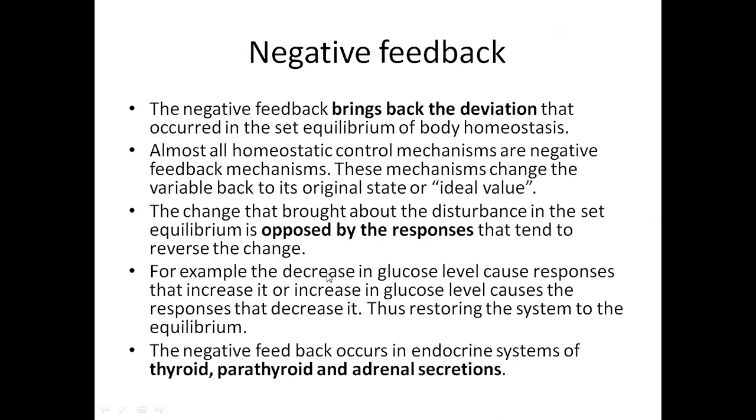Now, for example, as we have discussed previously, the blood sugar level is maintained at a particular equilibrium, but whenever there is a change, either an increase or a decrease, the body responds by secreting the hormones required to bring the sugar level back to normal. So the negative feedback system works to oppose the changes that try to alter the blood sugar level and performs all the functions to restore it back to equilibrium.